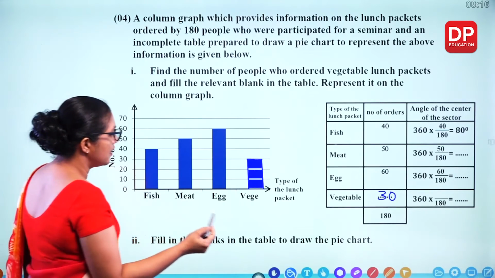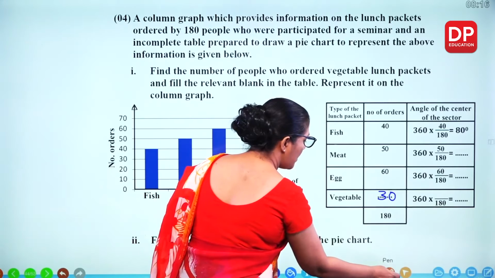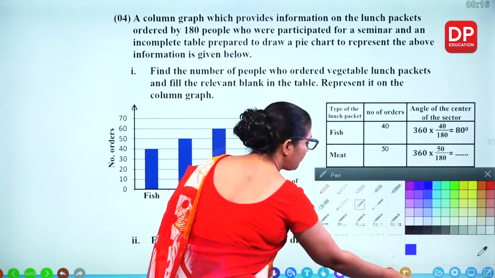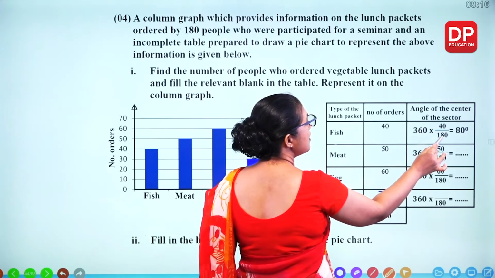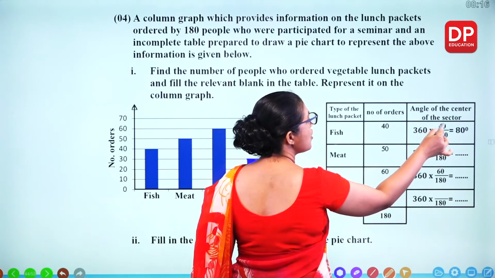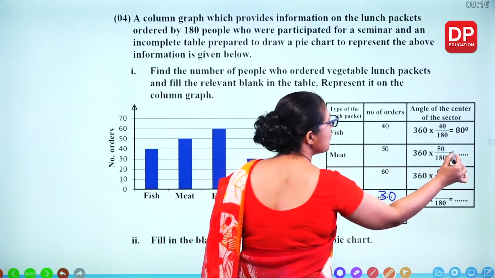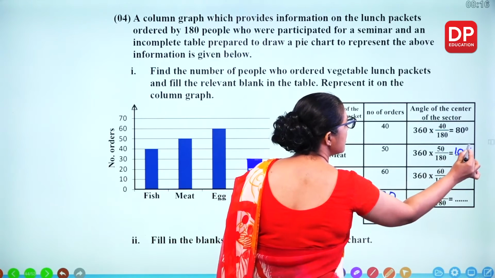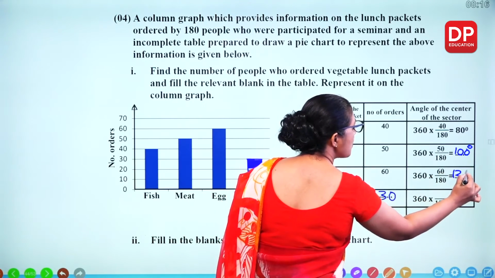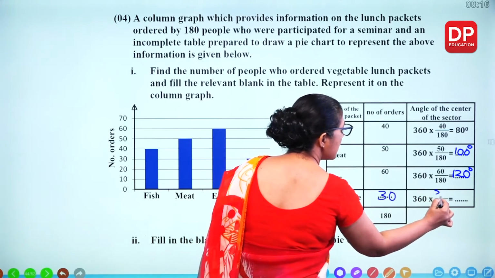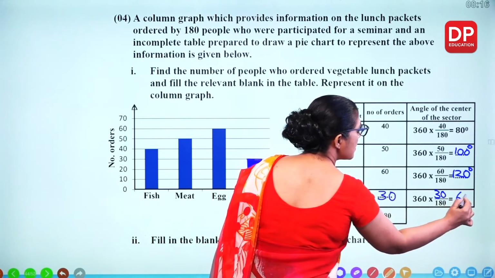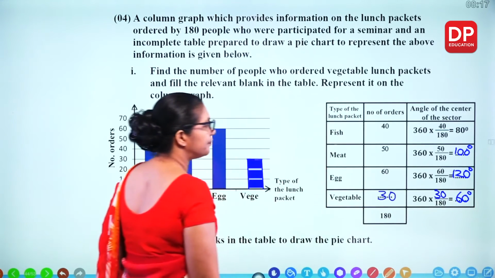And you can fill the table now. So 360 divided by 180, that's 2. 2 times 40, 80. So 2 times 50, 100. 2 times 60, 120. 2 times, now this is 30. So 2 times 30, 60 degrees.